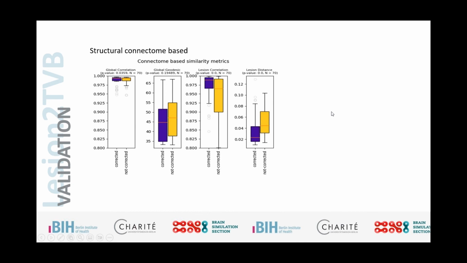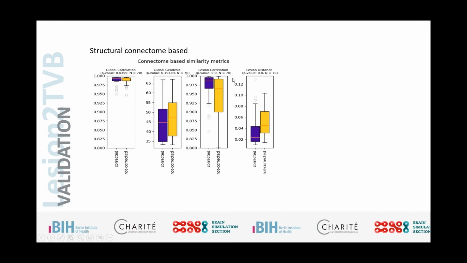This holds through from the local level to the global level. Even if we're looking at the structural connectome, we're performing the comparison here. If we're looking at the correlation of the structural connectomes with the ground truth, we see a barely significant reduction in correlation if we don't perform the correction as opposed to if we perform our corrections. Not significant for the geodesic distances between the structural connectomes.